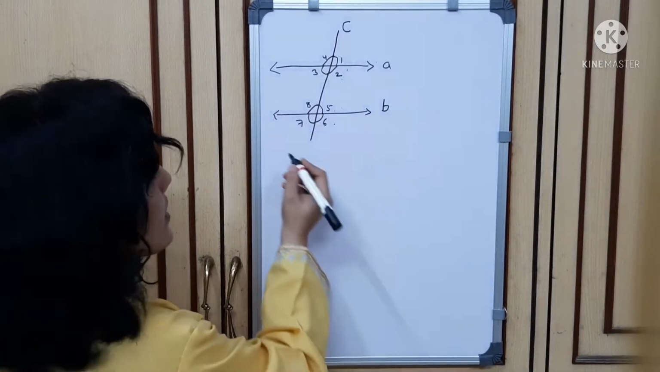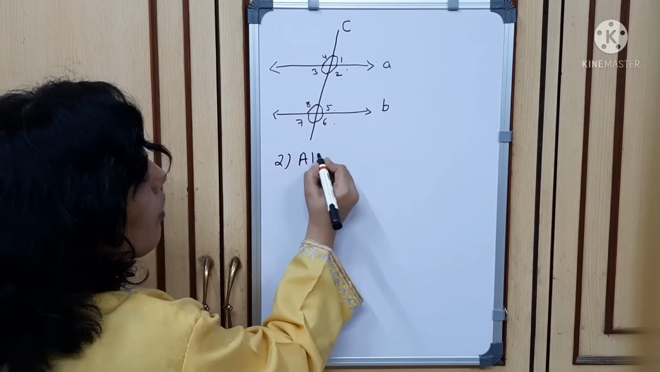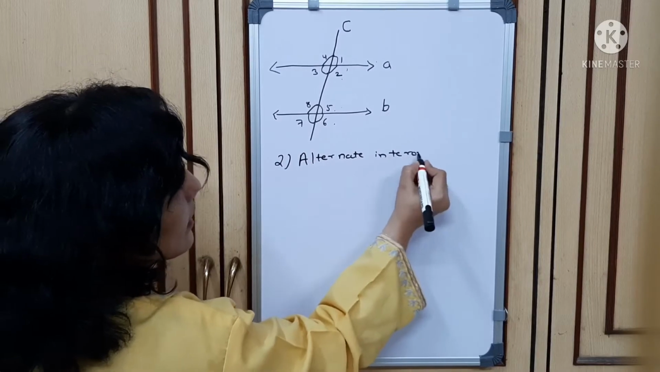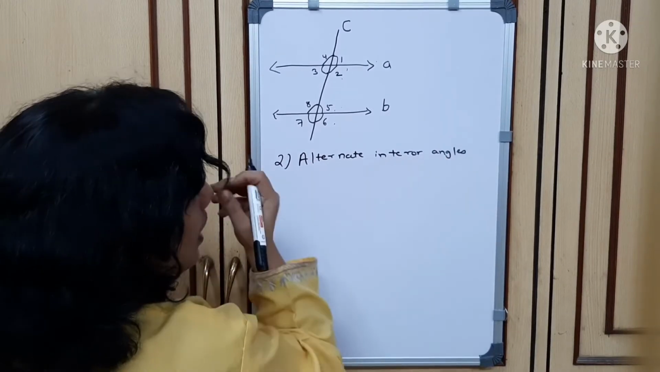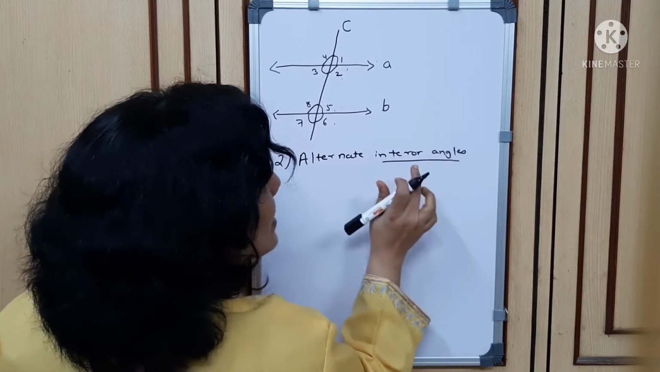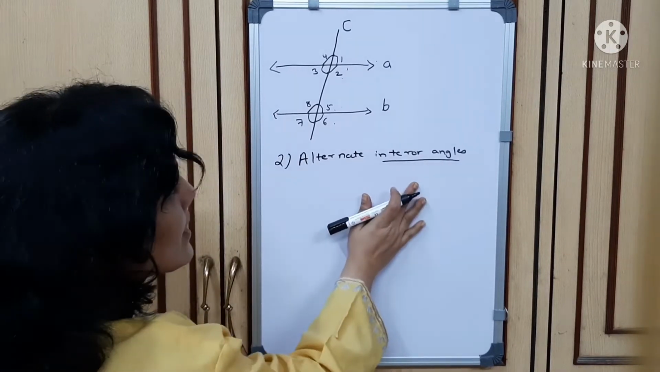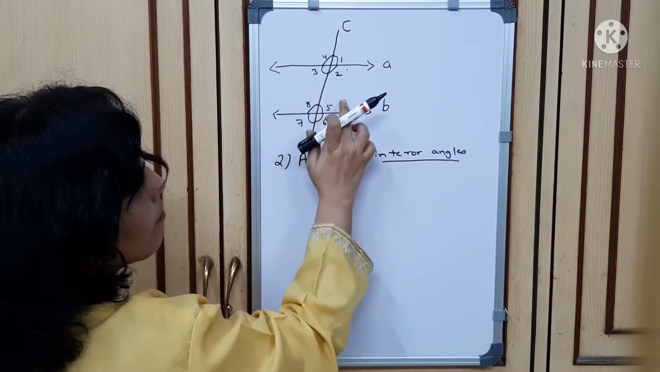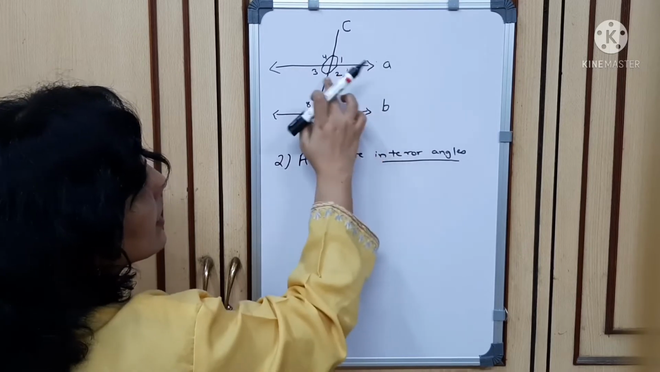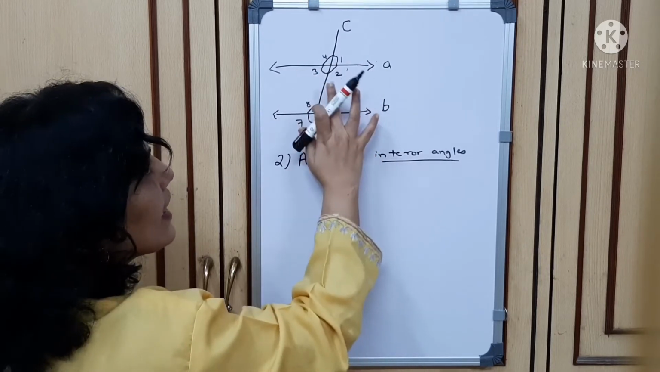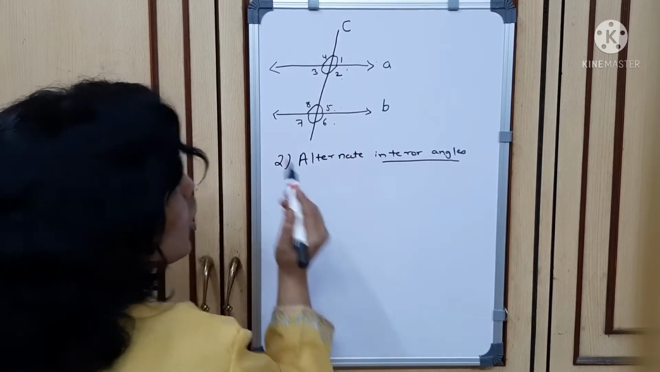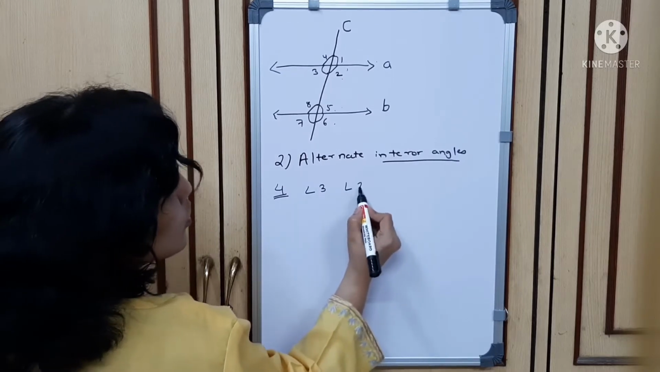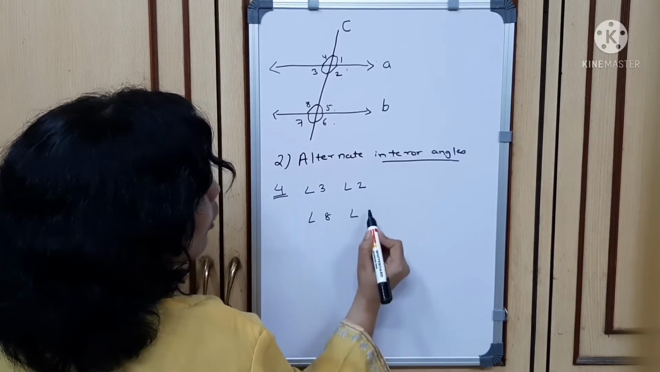Now the second type of angle is alternate interior angles. When I say interior angles, what do I mean? First of all, let's understand that. Interior angles are the ones which are inside the transversal, in between the two parallel lines. These 4 angles are known as interior angles because they are on the inside. Which are the 4 angles that are interior angles? Angle 3, angle 2, angle 8 and angle 5.